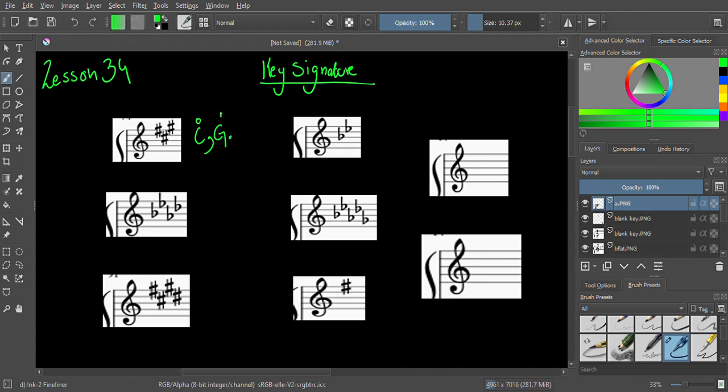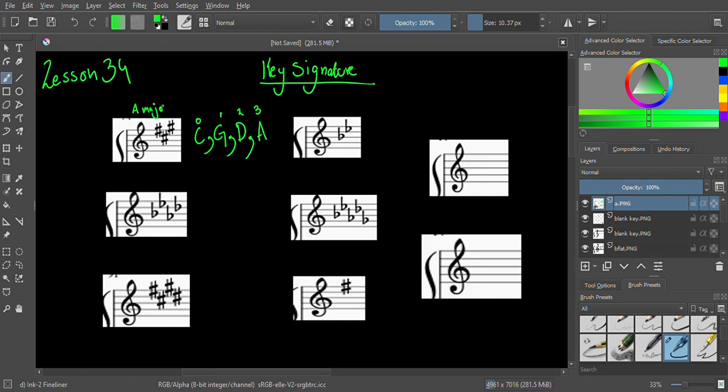Then I count 4 notes ahead again, G, A, B, C, D, and I know this is 2 sharps. D is 2 sharps, and I count 4 notes ahead again, D, E, F, G, A, and I come to A, and would you look at that, A is 3 sharps, and as you can see I've got 1, 2, 3 sharps right here. So this is indeed A major.